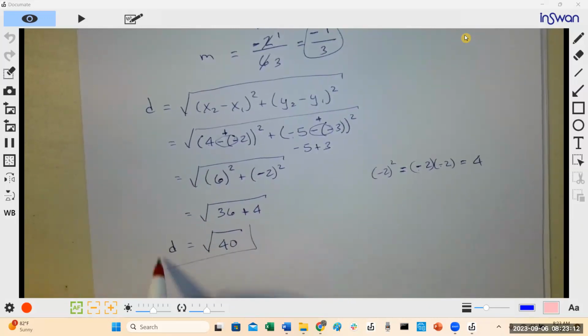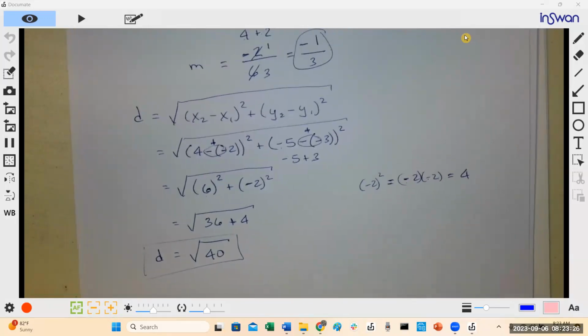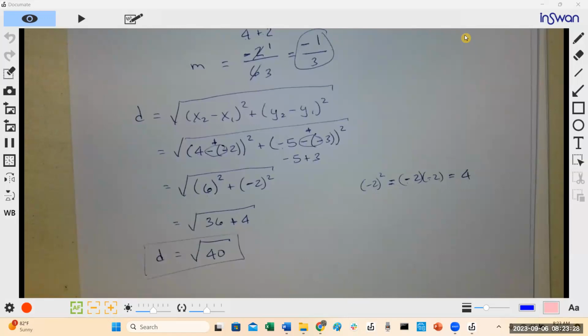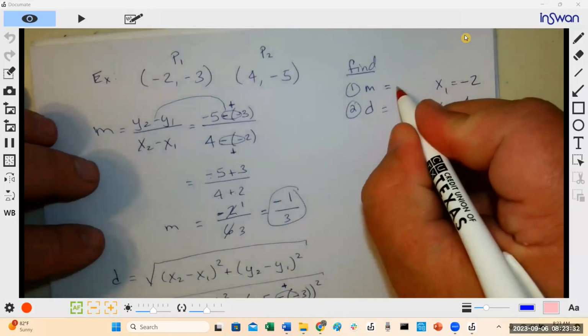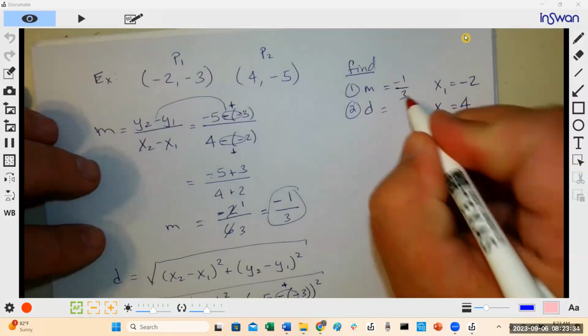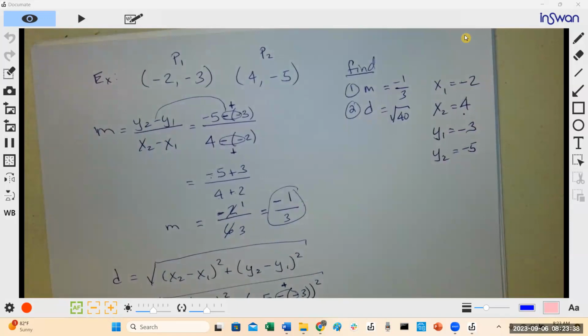For right now, I'll take this as an answer. And we're going to learn later on that we could simplify that even further. So that's the distance formula and the slope. Put my answers up here. We get -1/3 and square root of 40. Those are my answers.